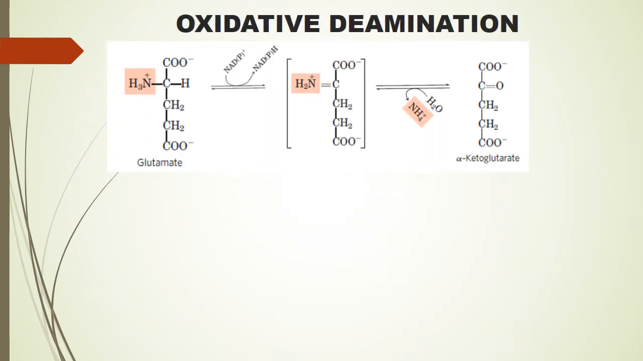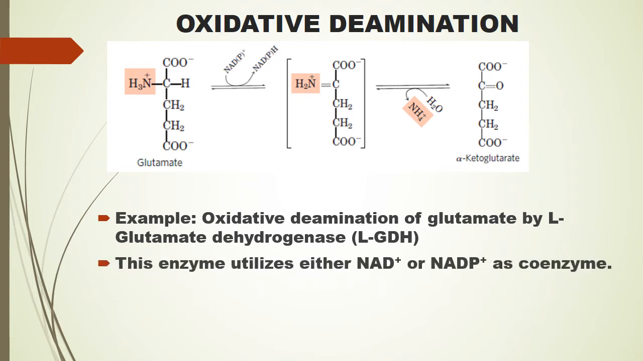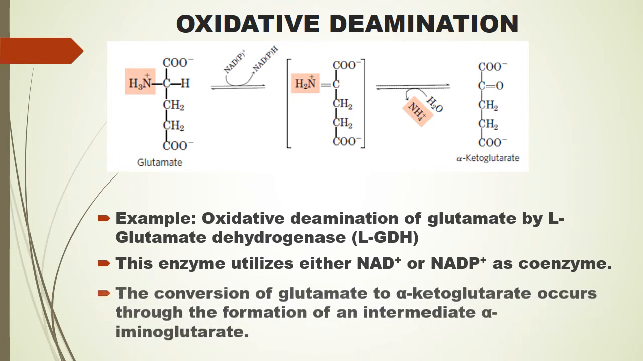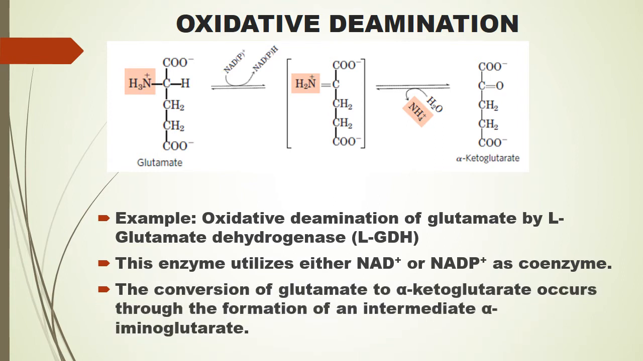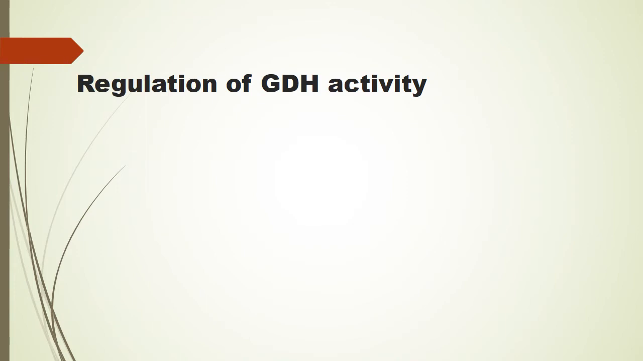This is one example of oxidative deamination, in which glutamate is converted to alpha ketoglutarate by the enzyme glutamate dehydrogenase. Glutamate dehydrogenase enzyme utilizes either NAD plus or NADP plus as coenzyme. During this conversion, glutamate is converted to alpha ketoglutarate through the formation of an intermediate, alpha iminoglutarate.